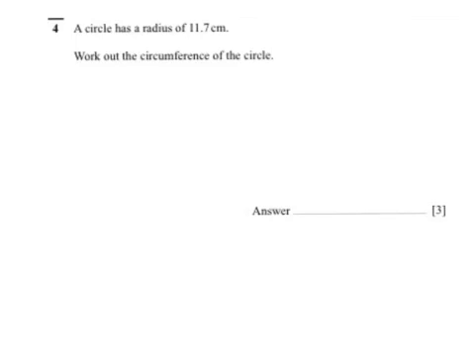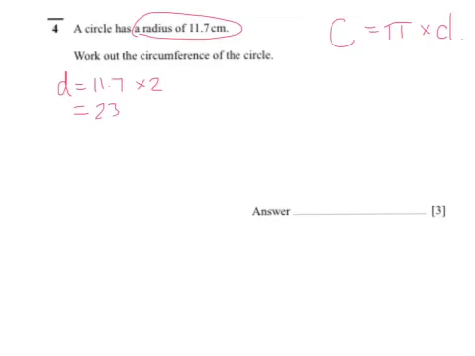In question 4, we're asked for the circumference of the circle. To do this, you really need to know the formula, which is the circumference is equal to pi times the diameter. In this case, we're given the radius. Now, in order to work out the diameter, you must multiply the radius by 2, which is 23.4. Then to work out the circumference, it's going to be pi, or 3.14, times 23.4.